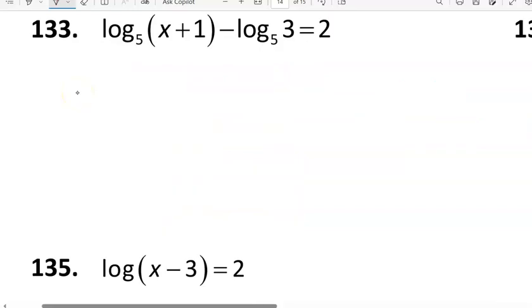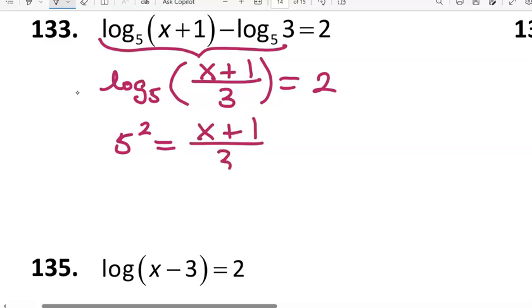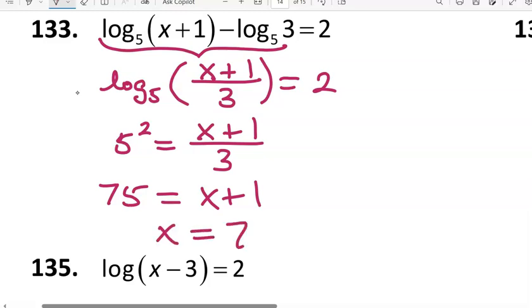In 133, we can condense the two logarithms on the left side of the equation by rewriting their subtraction as a single log of a division. So that's the log base 5 of x plus 1 divided by 3 is equal to 2. Now we can rewrite in exponential form. 5 squared is equal to x plus 1 divided by 3. Since 5 squared is 25, we can now multiply both sides by 3, and we get 75 is equal to x plus 1. So subtracting 1, x is 74.